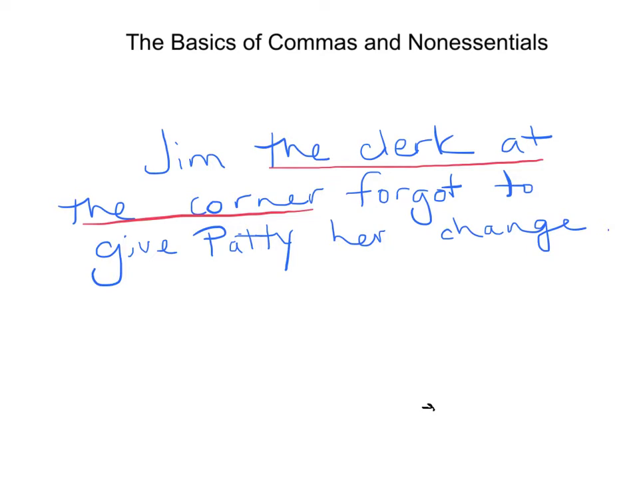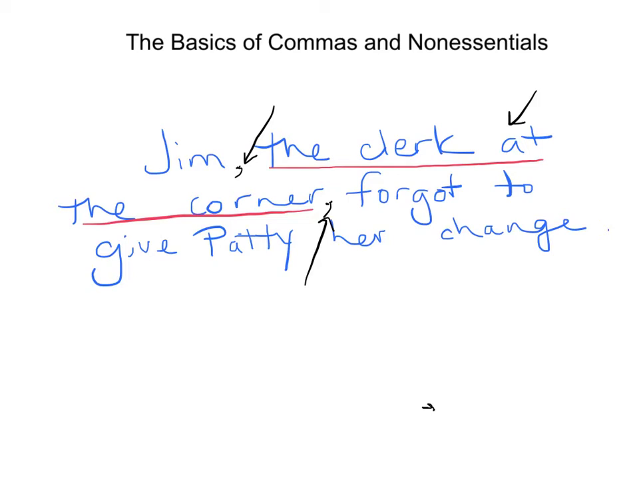So, using our black pen here, we're going to do that. We're going to place a comma after Jim, and we're going to place another comma after corner, basically setting the non-essential information off on its own. Reading, "Jim, the clerk at the corner, forgot to give Patty her change." Things to notice here. Again, notice the comma and the closing comma, and also notice the non-essential phrase, "the clerk at the corner."